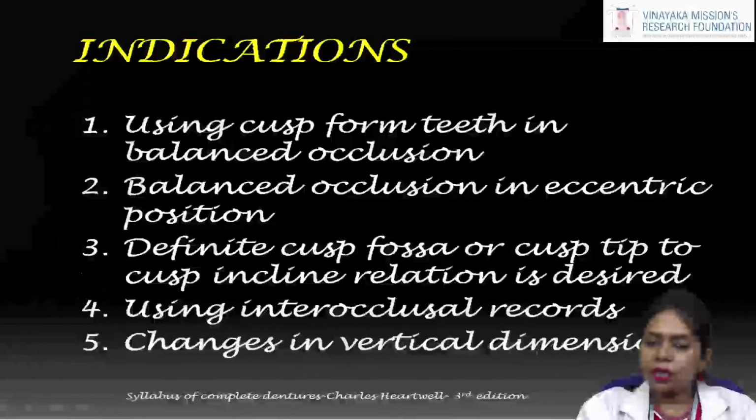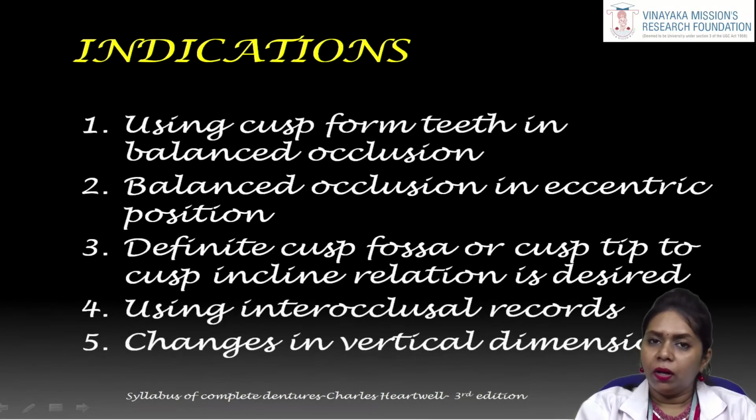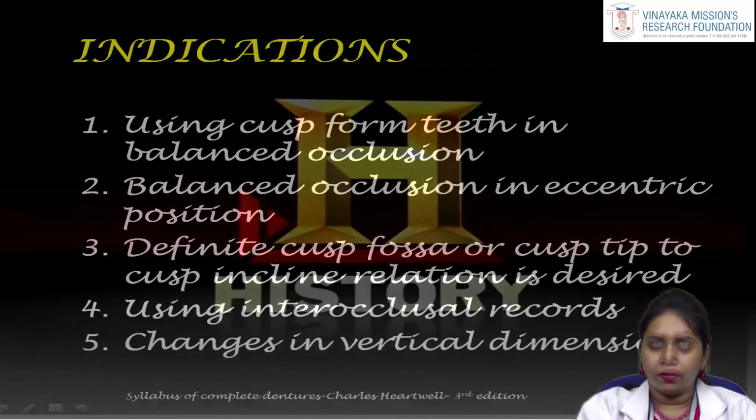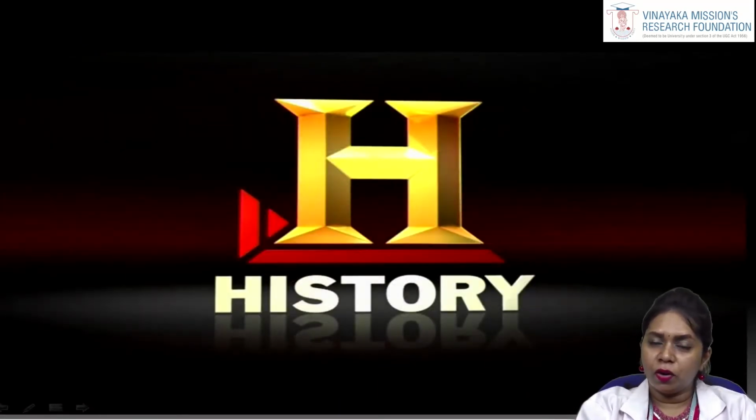So, what are the indications of using a facebow? A facebow should definitely be used when we are planning to use cusp form teeth in balanced occlusion, or while giving balanced occlusion in eccentric positions, and when we use definite cusp fossa or cusp tip to cusp incline relationship, or when it is required for us to use interocclusal records, or when a change in vertical dimension in the patient is desired. Now we will learn about the history of the facebow.